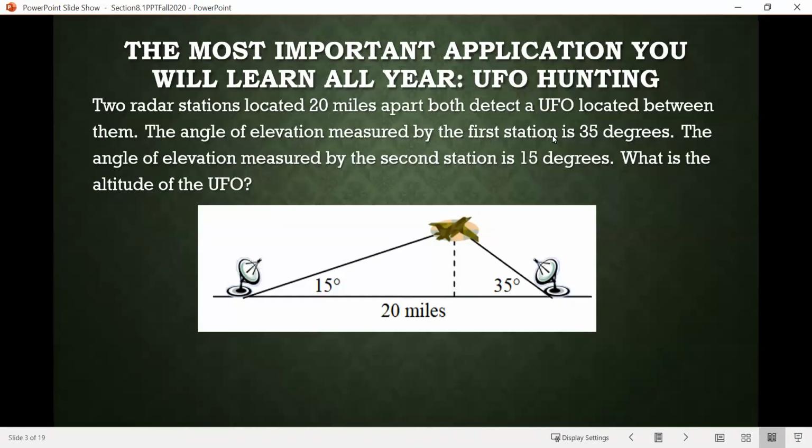So let's suppose we have two radar stations that are located 20 miles apart, and they both detect a UFO located between them. So in this picture, the UFO kind of looks like a plane, but we can of course assume that it's probably an alien of some sort, like a flying saucer thing like that.